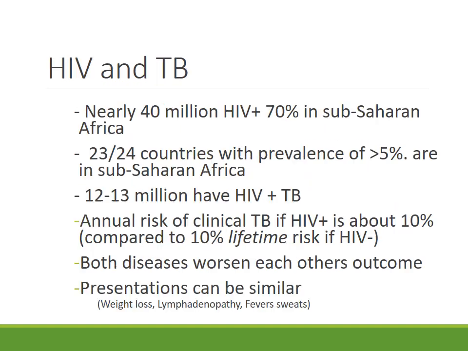HIV and TB. Nearly 40 million HIV positive. 70% in sub-Saharan Africa. 12 to 13 million have HIV plus TB. Annual risk of clinical TB if HIV positive is about 10%, compared to 10% lifetime risk if HIV negative. Both diseases worsen each other's outcome. Presentations can be similar: weight loss, lymphadenopathy, fever, sweats.